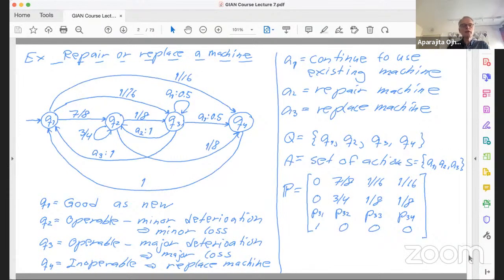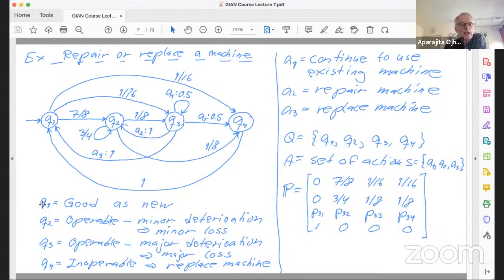Here to illustrate this MDP procedure, there is a classical example on repair or replace a machine or a tool, a printer or something, which is quite well known in the literature. I have seen it in at least 2 books, and I also found it in papers.